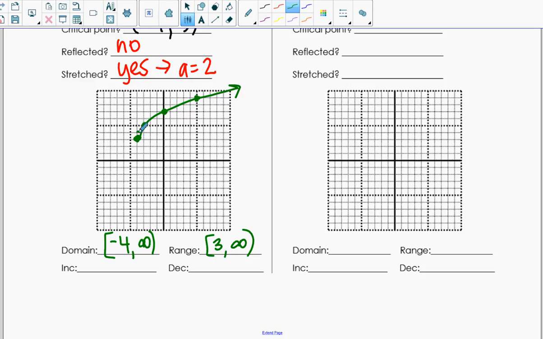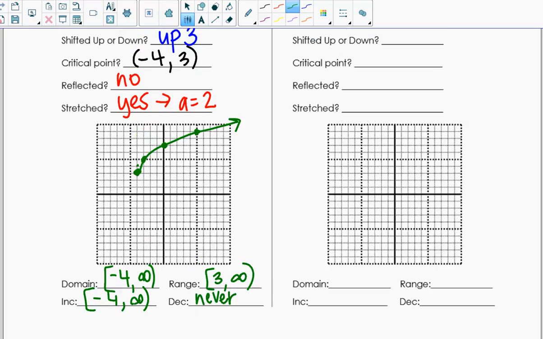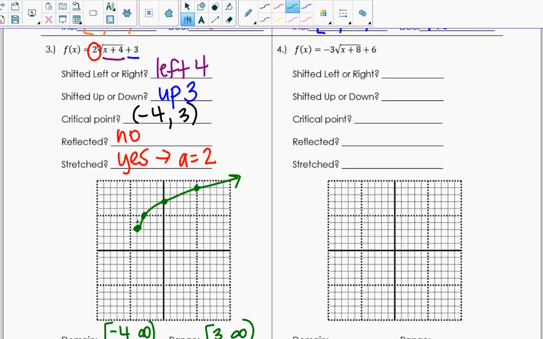We are still increasing. Okay, we're going up the whole way. So from the x value of negative 4 on, we are increasing and we are never decreasing. Okay. All right, so now let's look at what a decreasing graph looks like.